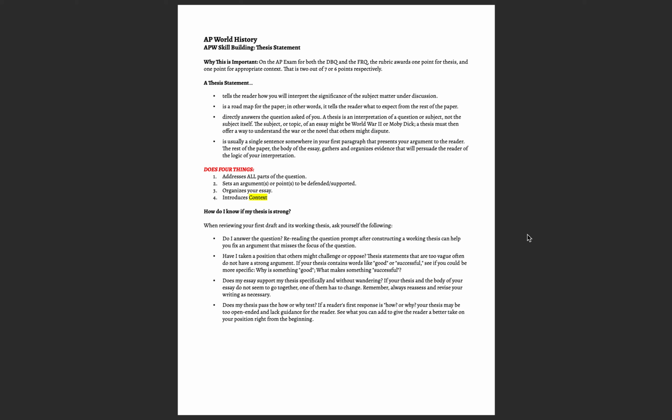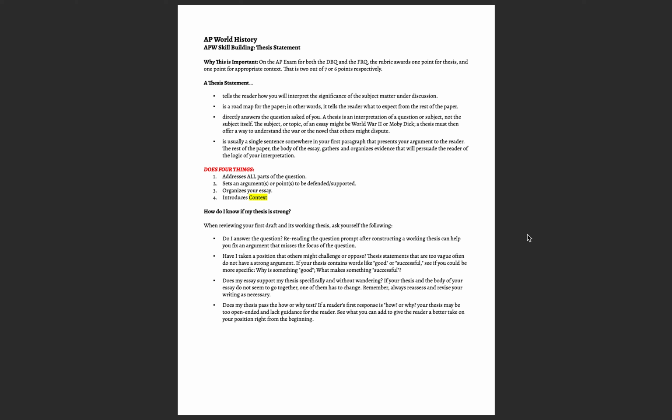Does my essay support my thesis specifically and without wandering? So it's not just beating around the bush, you're getting right to the point. If your thesis and the body of your essay do not seem to go together, one of them has to change. Remember, always reassess and revise your writing as necessary. And then, does my thesis pass the how or why test? If a reader's first response is how or why, your thesis may be too open-ended and lack guidance for the reader. See what you can add to give a reader a better take on your position right from the beginning.